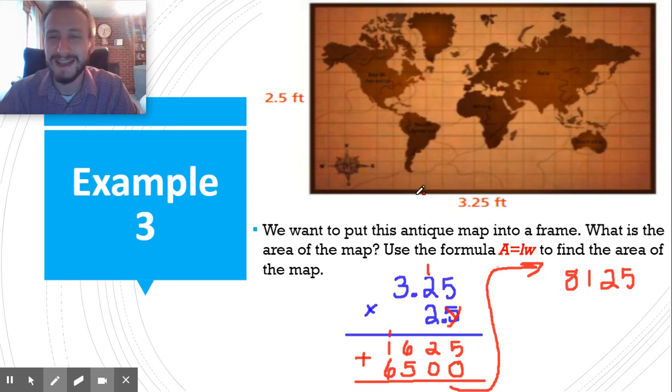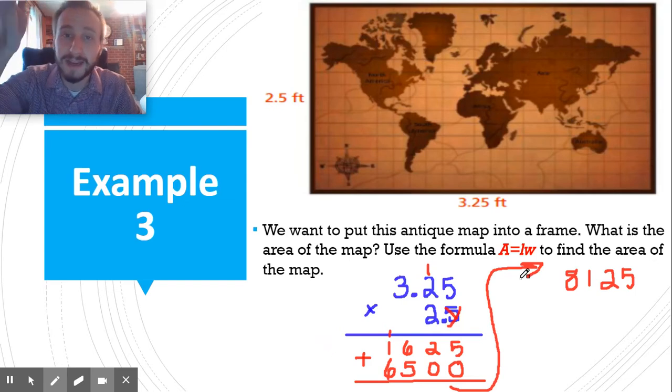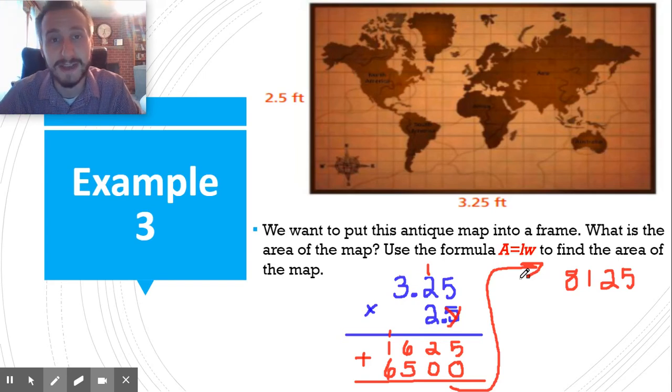So does that mean that this whole map is 8,125 feet? That's huge. No. So now what we need to do is we need to place our decimal. Just like inside an adding and subtracting problem, when you lined up the decimals, you would just bring it straight down. So you don't want to forget about your decimal.